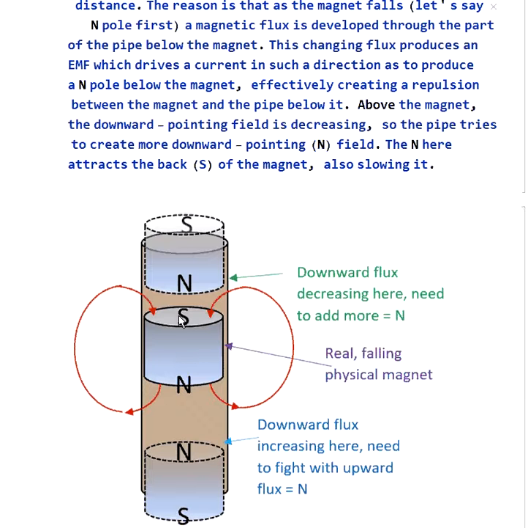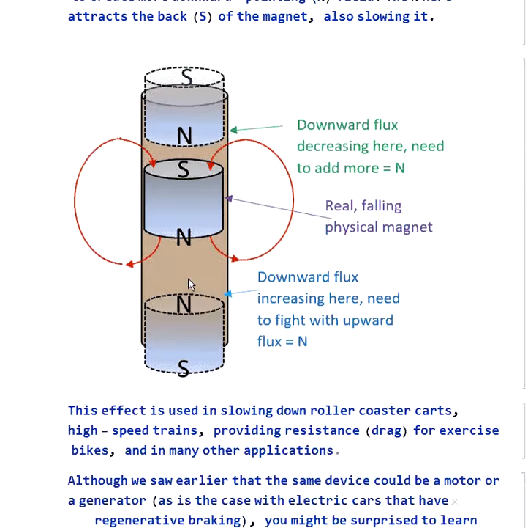If I look at the other end, as it falls, the down the page flux or field is disappearing, and the copper pipe above it tries to keep that alive by manufacturing what is essentially a North Pole right there. So that north is pulling on that south. So this magnet is being pushed from the bottom and pulled from the back, and that's why it's so slow.